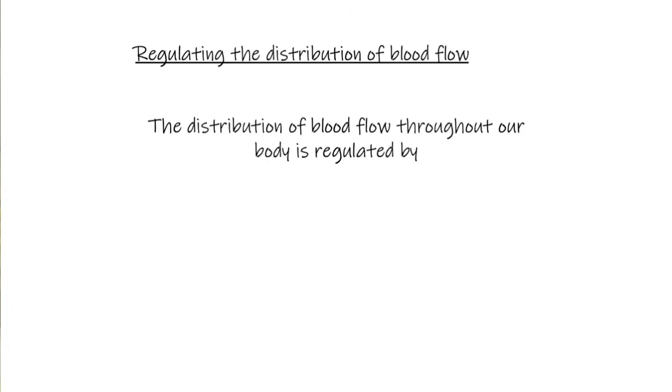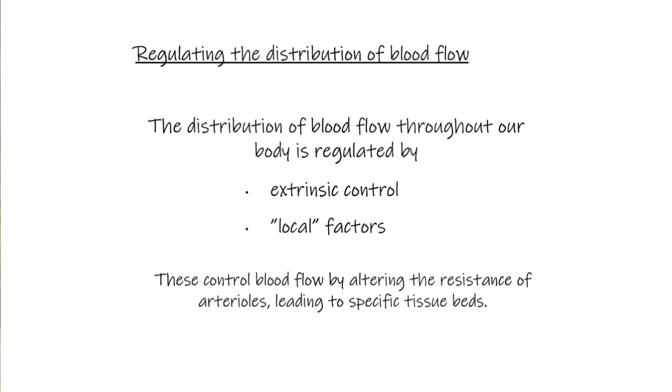The distribution of blood flow is regulated by two broad mechanisms: extrinsic control and local control. Both of these can alter blood flow primarily by changing the diameter of the arterioles supplying a particular tissue. Remember that arterioles are major resistance vessels, so even small changes in their diameter can substantially alter resistance and therefore blood flow to tissue downstream. Let's begin with extrinsic control.